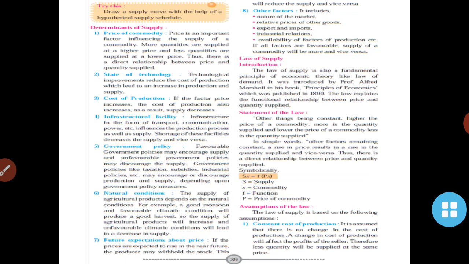So this is the natural condition, and in a few villages we have seen there is no rain at all. Because of that it is also impacting the agriculture production. It is a very important part. Favorable climatic condition will produce a good harvest, so the supply of agriculture production will increase, and unfavorable climatic condition will lead to a decrease in the supplies.